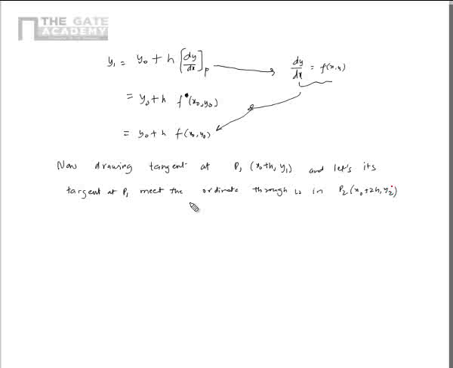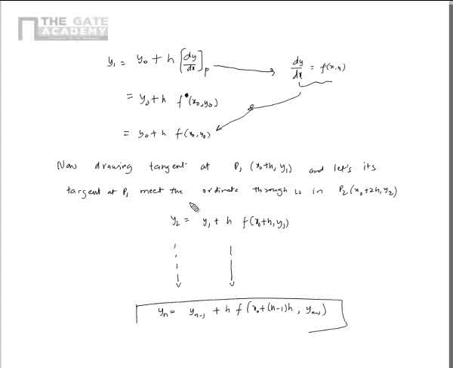If you divide the interval into many small sub intervals, then this approximation will get better, and you will get a reasonable approximation. So y2 will then become y1 plus h f of (x0 plus h, y1). In a similar way you can proceed for as many points as you want. So yn will be yn minus 1 plus h into f of (x0 plus (n minus 1) h, yn minus 1). This is the general expression for the Euler method.